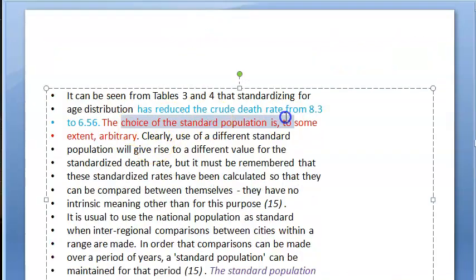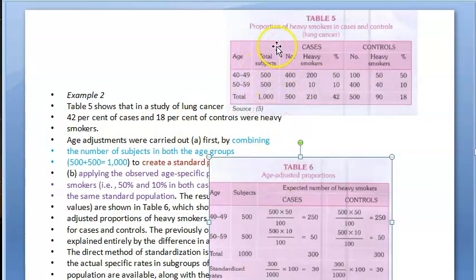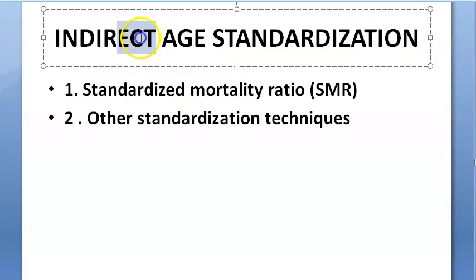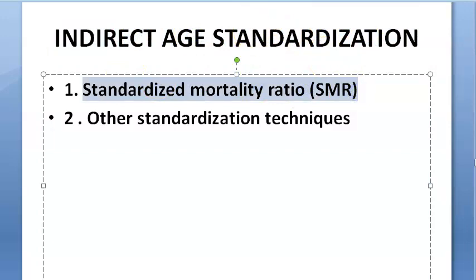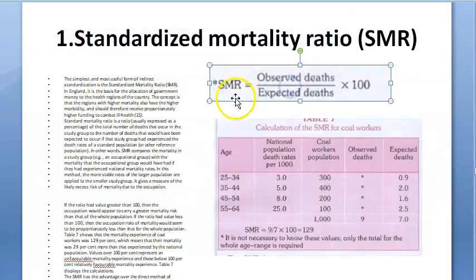You should understand here that the choice of the standard population is kind of arbitrary, right? Here there is something a little more complicated which they are explaining. Some age groups are there, and they have taken the total together and created a standard population, and they are applying some standardization. We are not going to the details of this. Then the other way of standardization is indirect age standardization. Under this, there is the standardized mortality ratio. Let us look at the standardized mortality ratio, SMR. Just remember this formula, guys: observed deaths divided by expected deaths, into 100.